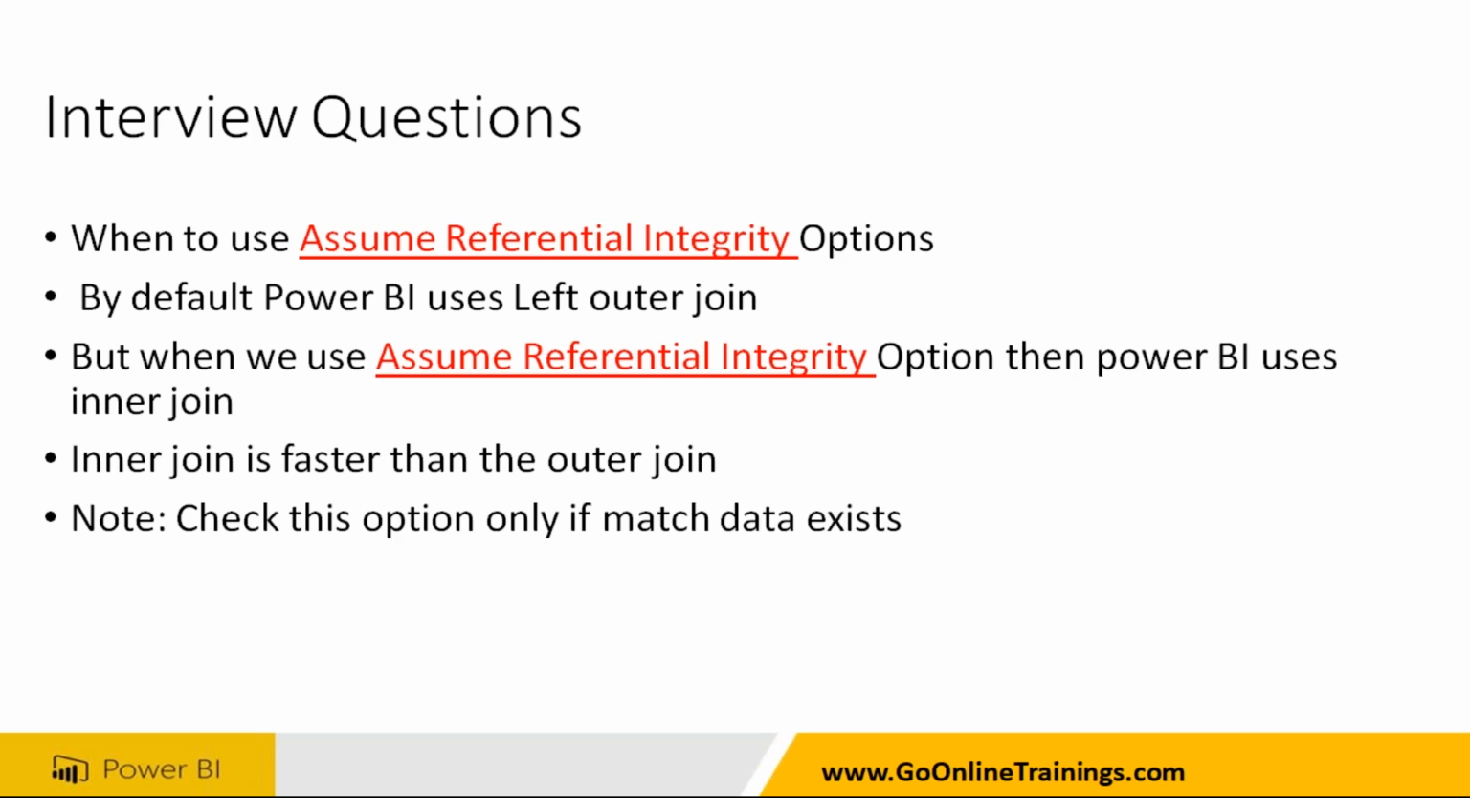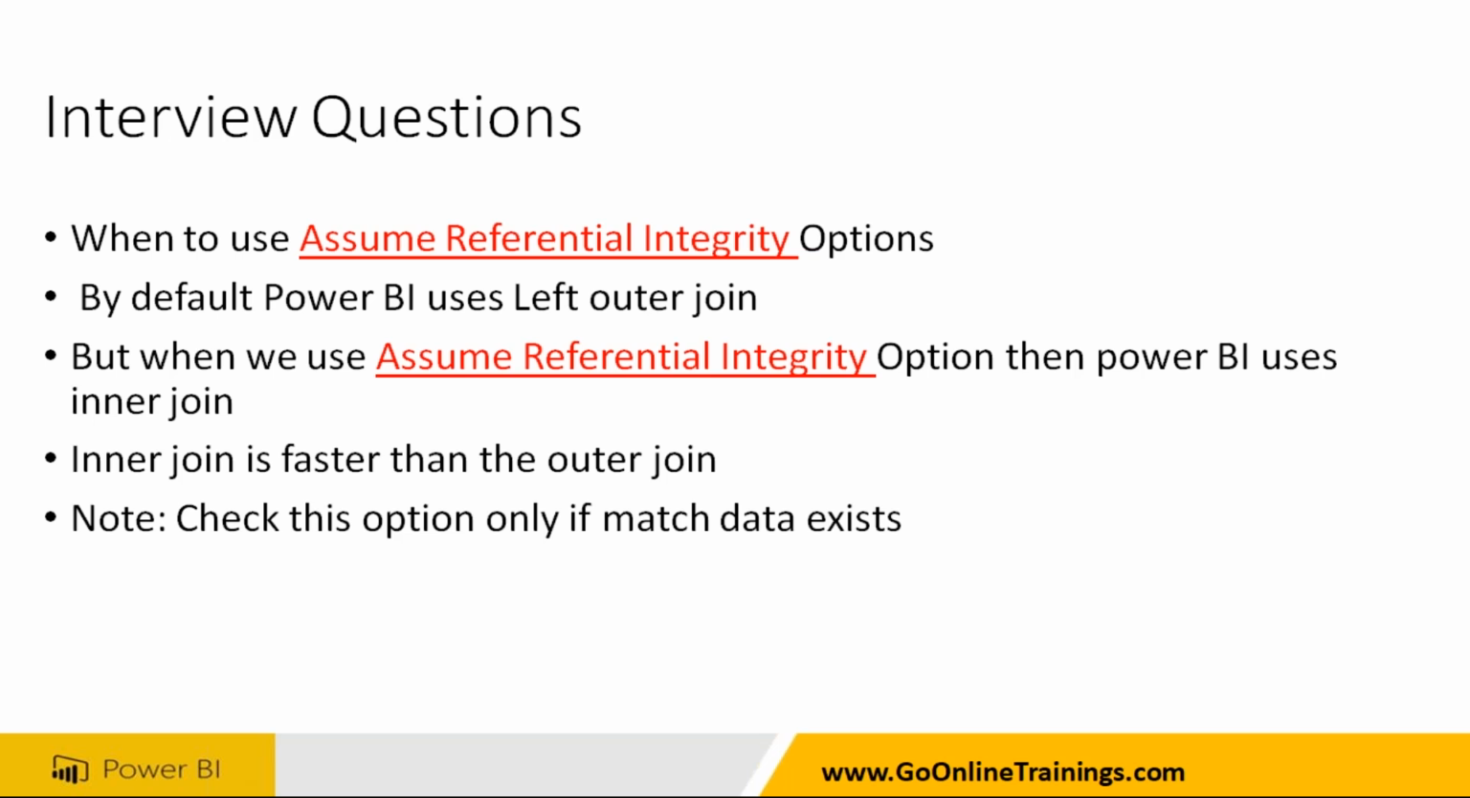The second one is this. What will happen when you use assume referential integrity? By default, Power BI uses left outer join. When we use the assume referential integrity option, Power BI uses inner join. Inner join is faster than the outer join. Why? Inner join only brings matching data. Outer join brings matching data, plus it has to go in for unmatched data. So it may take an extra 2 seconds, 5 seconds, right?